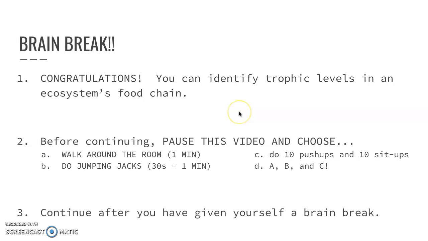So, you've made it to the brain break. You can identify the trophic levels in an ecosystem's food chain now. Before continuing, pause the video and choose: walk around the room for a minute, do jumping jacks for 30 seconds to a minute, you can do 10 push-ups, 10 sit-ups, or you can do all of them. You can press play after you've given yourself a little bit of a break.